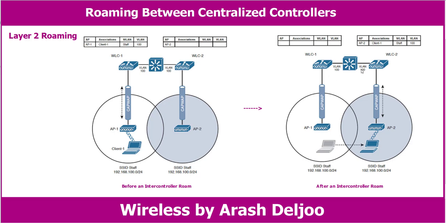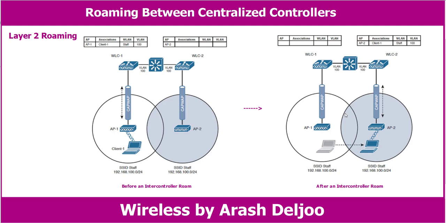192.168.100.0/24 subnet. When the client moves or roams to a different AP, it can try to continue using its existing IP address or work with the DHCP server to either renew or request an address. The right figure shows the client roaming to AP2, where WLAN staff is also bound to the same VLAN 100 and 192.168.100.0/24 subnet. Because the client has roamed between APs but stayed on the same VLAN and subnet, it has made a layer 2 intercontroller roam.